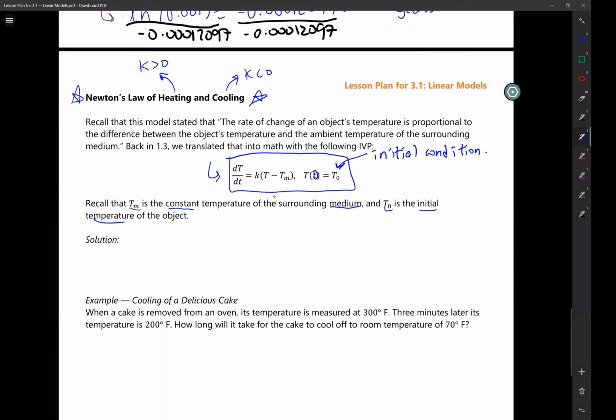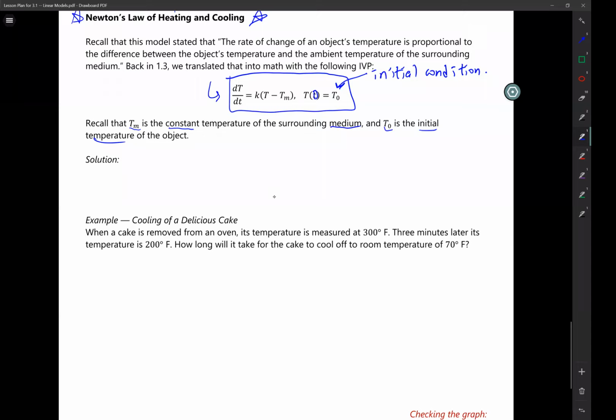Really quickly, the solution, we came up with this a little bit earlier. Let me write it over here and then let's actually try to derive it real quick. So the solution is this: T of t is equal to Tm plus (T naught minus Tm) e to the kt.